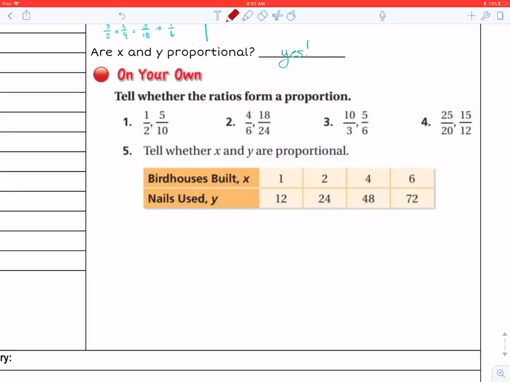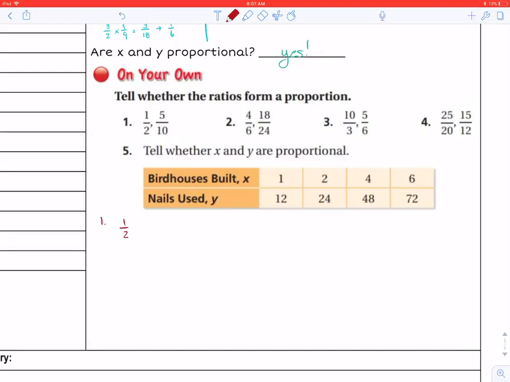And you can either use the method of determining the simplest form of the values, reducing them to their simplest form, and if they have the same simplest fraction, then yes, they are proportional. Or you could use the method of dividing both of the ratios and then determining whether they're equal to one another. So let's go ahead and start with number 1.